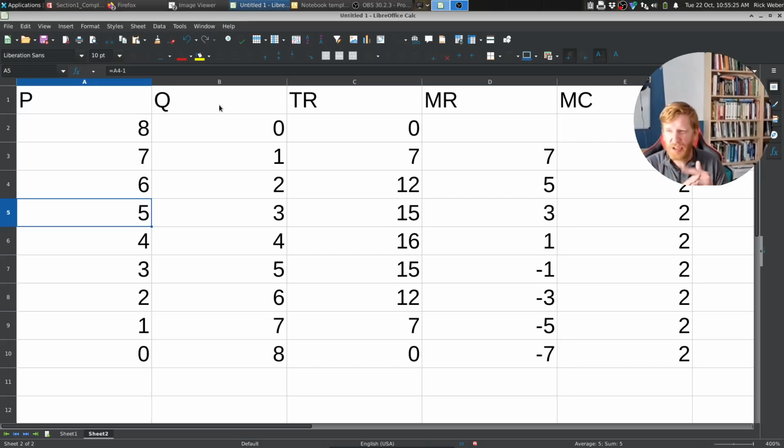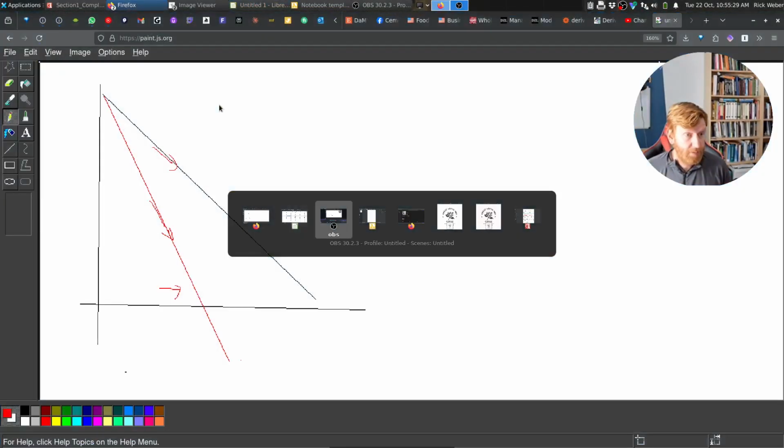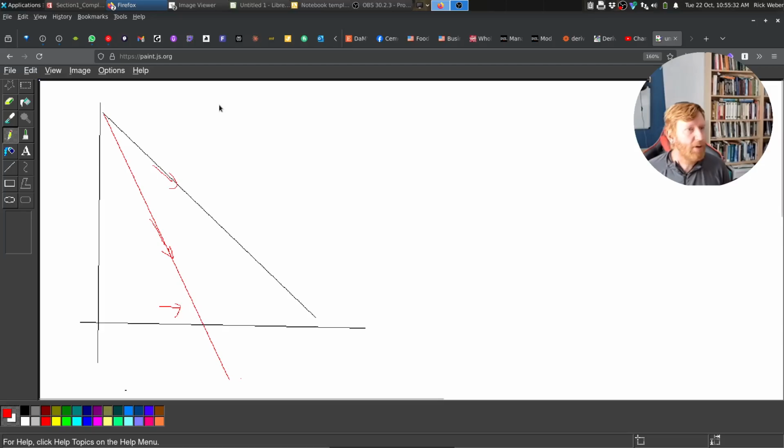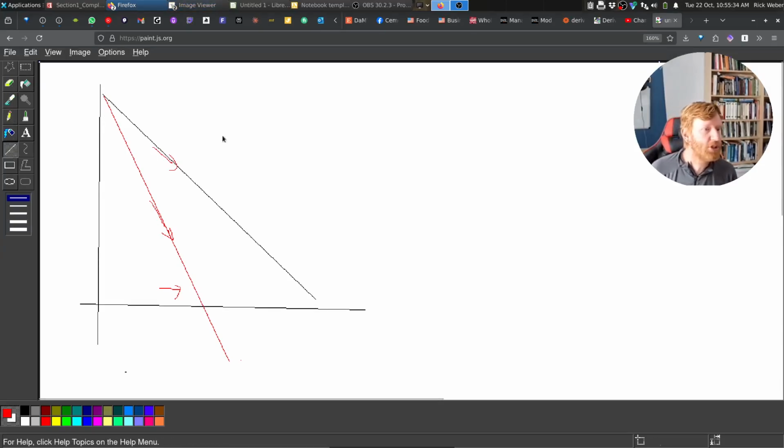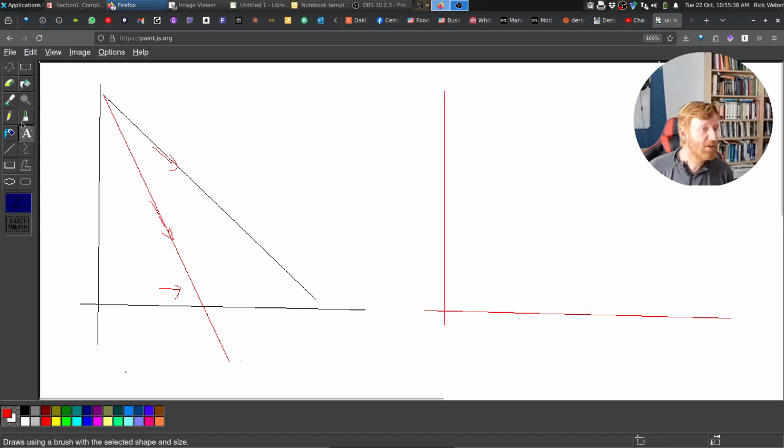I probably should have switched those columns, but whatever. I'm not going to do it now. Actually, before I go too far from here, let me also show you that other way that we could think about drawing this. So instead of thinking about quantity and profit, which we usually use the letter pi to symbolize, if we instead think of this as marginal revenue and marginal cost. Sorry, this is hard to draw with a mouse.